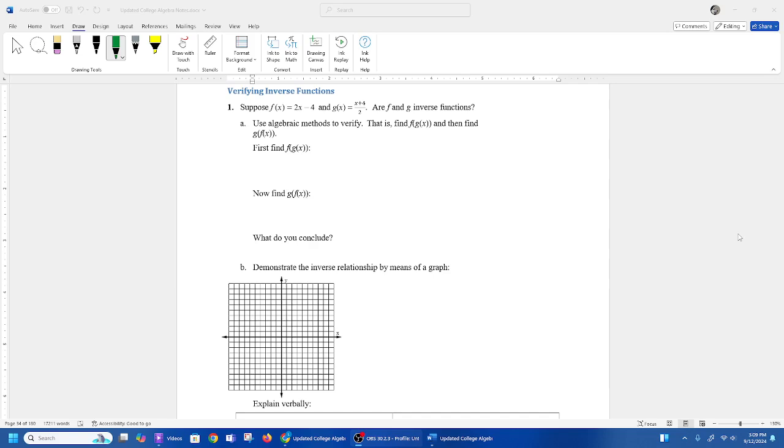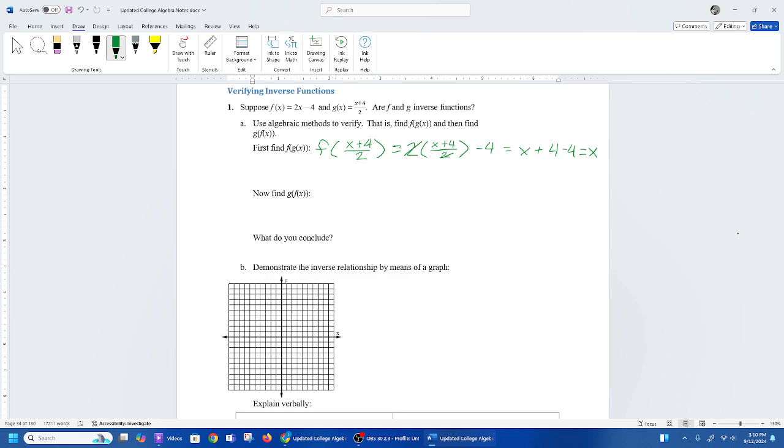On page 34, we are going to verify some inverse functions. Spoiler alert, these two are inverses. First they want us to find f of g of x. That is f of (x plus 4 over 2), which is 2 times (x plus 4 over 2) minus 4. Now our 2's are going to cancel out. We're left with x plus 4 minus 4, which just gives us x.